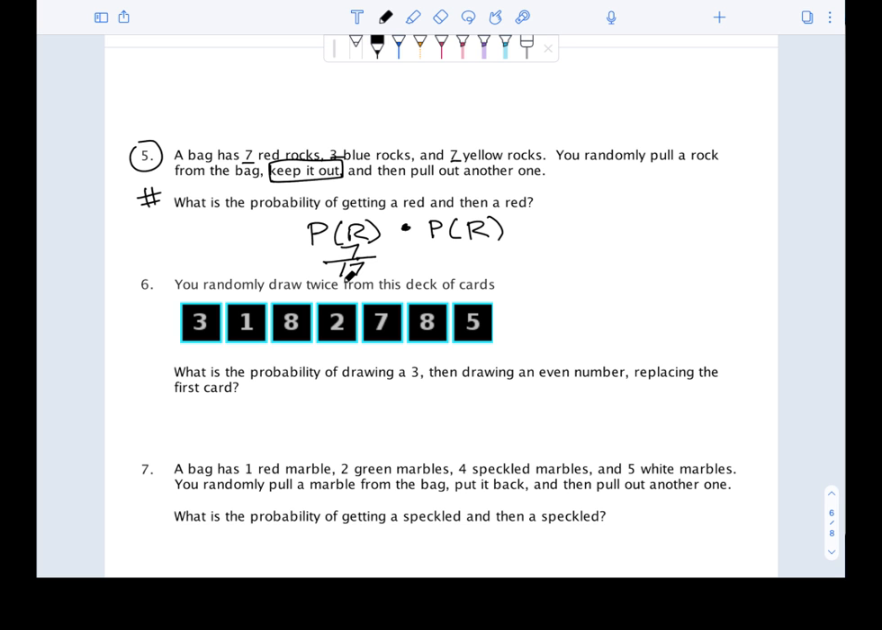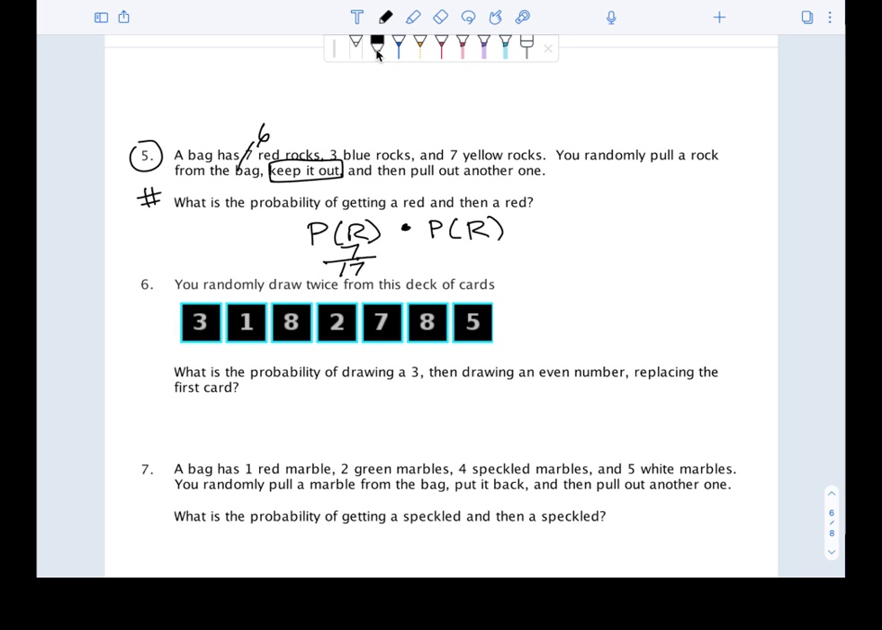So 7 out of 17 is going to be that first probability. Now, here's the deal. You're taking it out, and you're not putting it back. So that means that I had 7 rocks. I took one out, and I now have 6. And you saw me write that on some of the previous ones, but on the previous ones, it didn't really matter. You probably didn't even notice it.